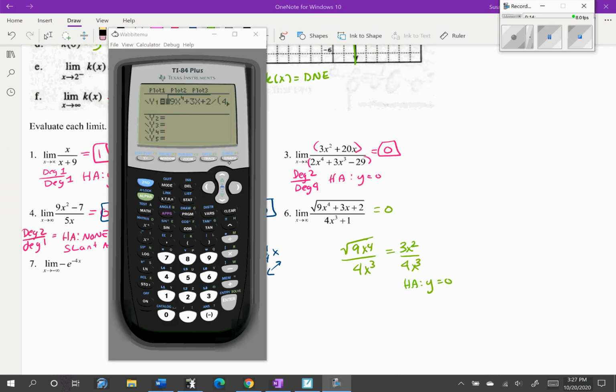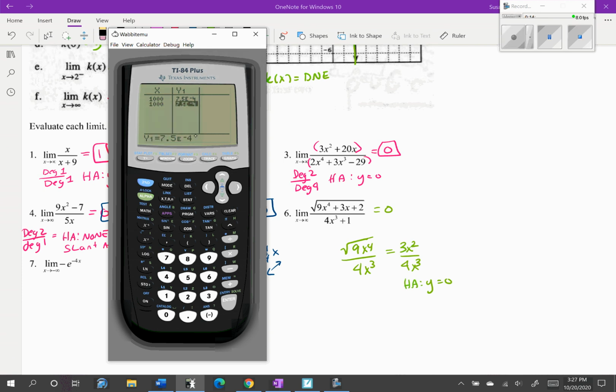So if I plug this into my calculator and I look at the graph, you can even see that it looks like the graph's approaching 0 right here. It's kind of hard to tell, but you could always zoom in, or you could plug in values. So if I plug in larger and larger values for x, notice that it's going to be approaching, it looks like 0.